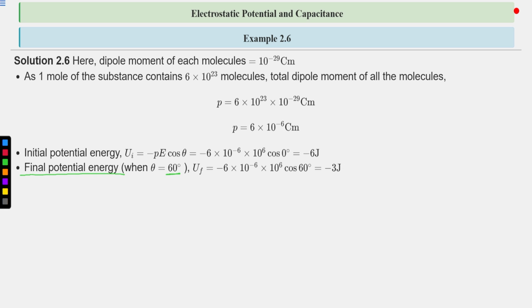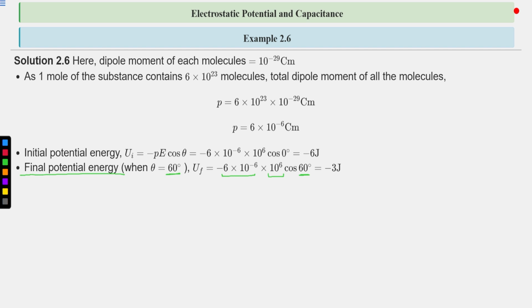Now final potential energy is minus 6 into 10 raised to the power minus 6, and this is the electric field, and the angle between them now becomes 60 degree. Cos 60 degree is 1 by 2. So it will become minus 3 joule. This is the final potential energy.